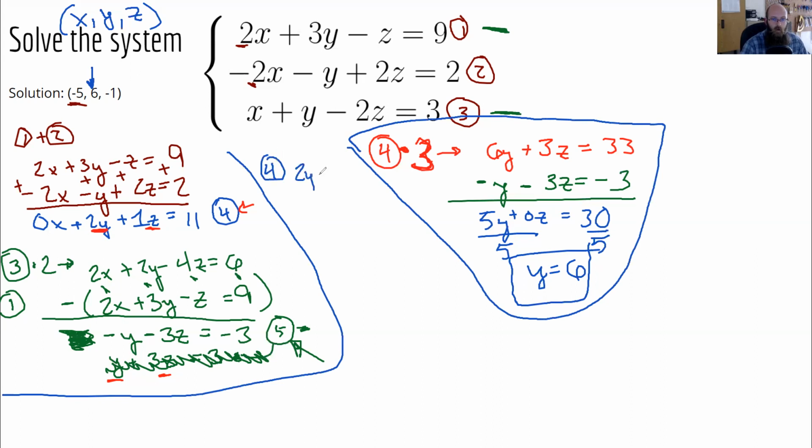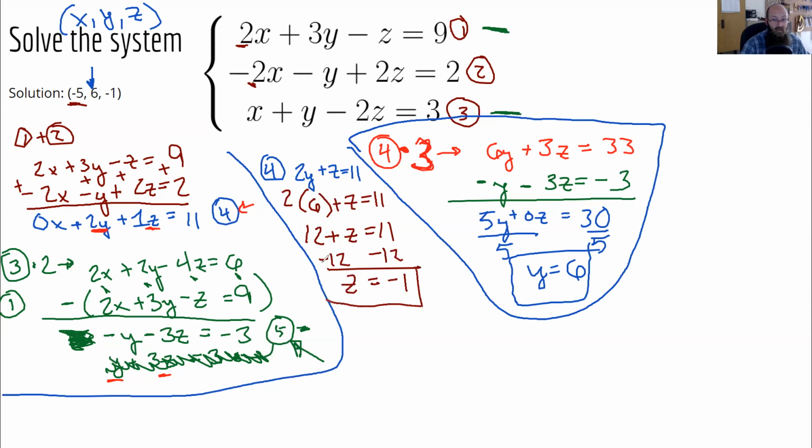I'm going to use equation 4, and 2y plus z equals 11. I know what y is, so I'm going to substitute it in. So that's 2 times 6 plus z equals 11. Well, that's 12 plus z equals 11. I subtract my 12 from both sides. Got to keep it even. Z equals -1. Is that true? Ooh, it is. Look at that. Awesome. One letter left, folks.